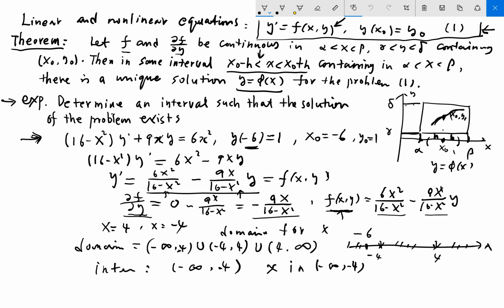Now, let's look at another example. This example is like this. We want to solve y prime equal to y to the 1/3, and y(0) equal to 0. Okay. So for this problem, x naught is 0, y naught is 0.